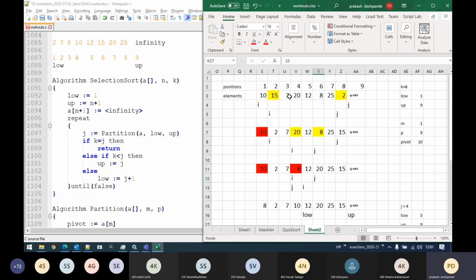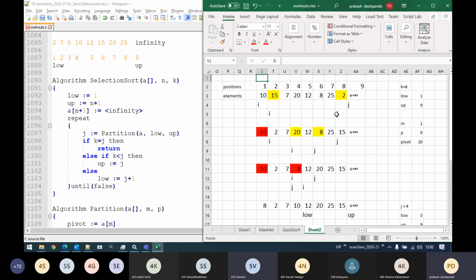If you look at the given elements and sort them, at the 6th position, don't we get 15 as the element? Yes, sir. So that is the selection sort here. The selection sort tries to select the kth position value and places it in the kth position.